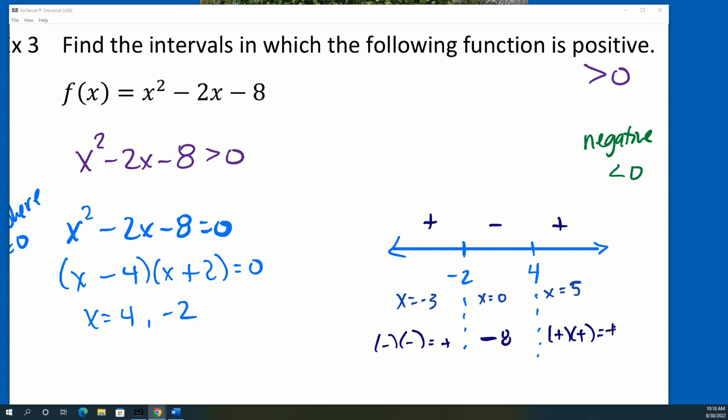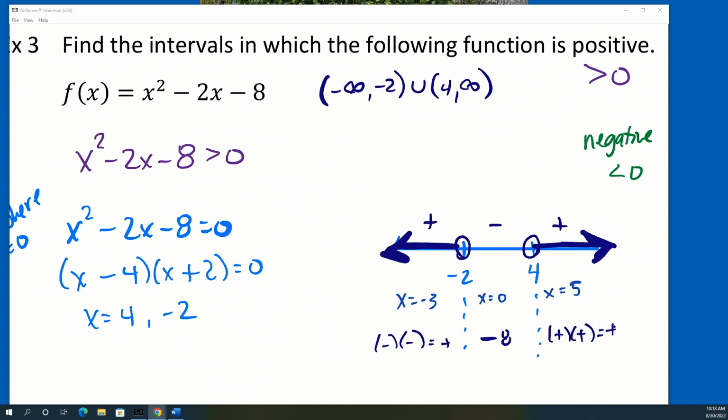So I have 2 solution regions, this region and this region. Do I need to include -2 and 4? No, because 0 is not positive. So our solutions are going to be from -infinity to -2 and from 4 to infinity. Now I went ahead and I wrote the answer like we did when we saw these before. If you just do a comma and not the U, it's fine.